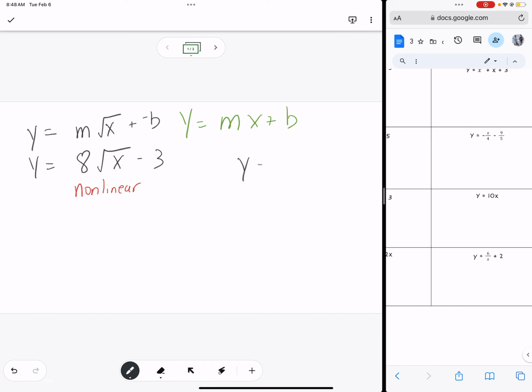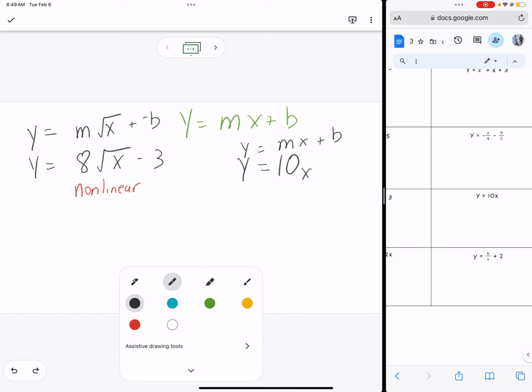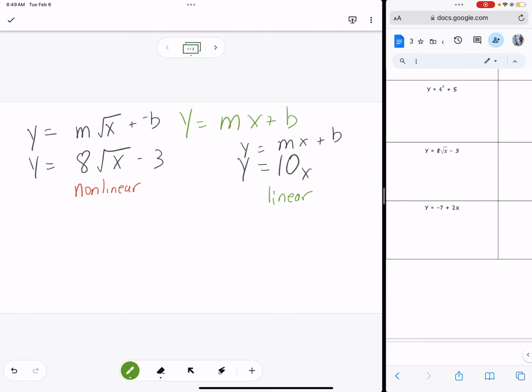All right, this one's pretty simple. We got y equals 10x. Does this follow my y equals mx plus b? Yes, what is b? B is technically 0, right? So I have a slope, I have an x, I have a y, I have a b. There are no exponents, which is good. So this all checks out. This equation right here is a linear equation. That is linear. Pretty simple. That's the easiest one on the board. All right, next one.